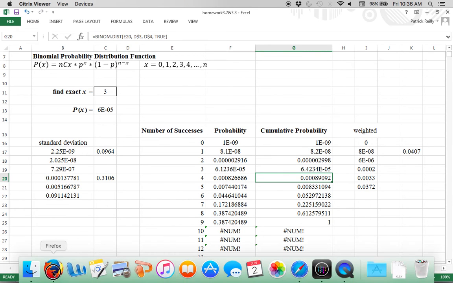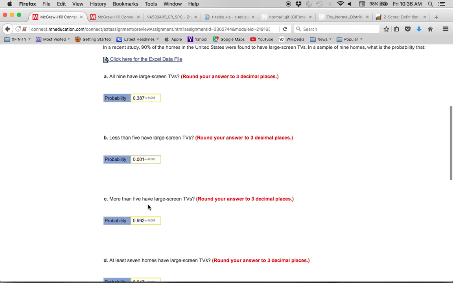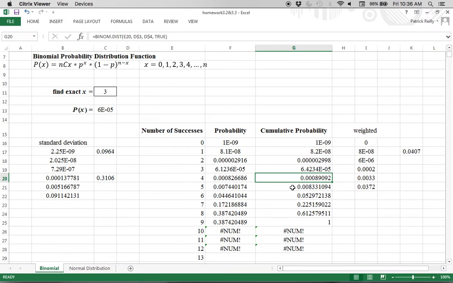All right, let's see if they ask us some more like that. More than 5 have large screen TVs. More than 5 means 6, 7, 8, or 9. Okay, now how do we figure this one out? Well, we know that the total probability is going to be 1, right, of having 0 successes, 1, 2, 3, 4, 5, 6, 7, 8, or 9 successes. The total probability is 1 if we add them all up. Now, they're asking for more than 5, so 6, 7, 8, or 9.